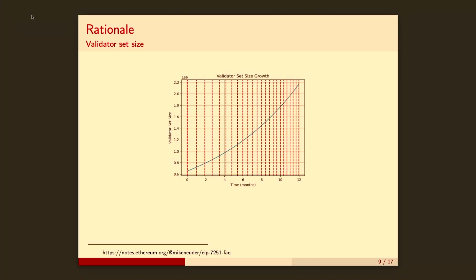Cool, so now we can talk about why this actually matters and what problem we're trying to solve. This figure shows the validator set size growth into the future if the activation queue remains full for the next year. And the interesting thing about this is it's actually exponentially increasing. The reason for that is because every epoch, we allow a certain number of new validators to activate based on what's called a churn limit. And that churn limit is a function of the total stake in the system.